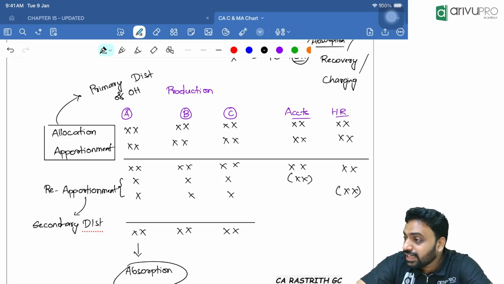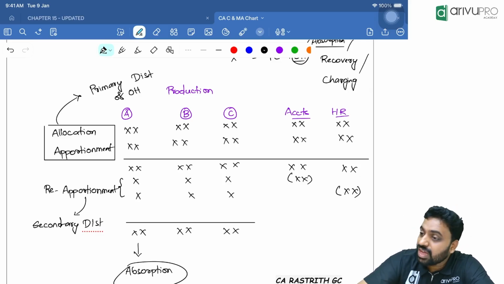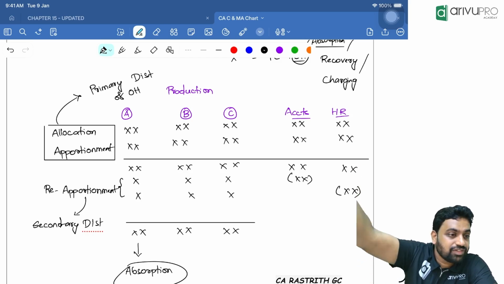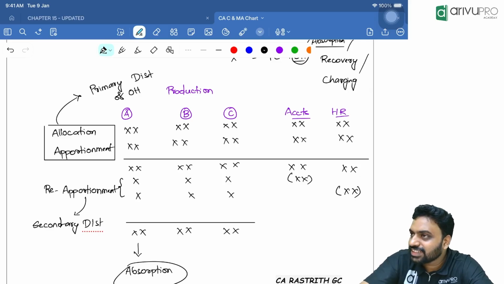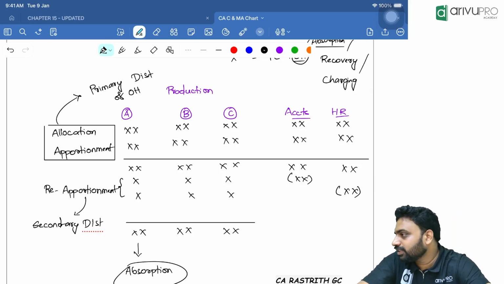But we know that when doing this, the overhead is allocated even to the service department. But service department is not into final production at all. That's the reason whatever is there in the service department, that should be charged to production department. That process we call it as reapportionment. Understood?